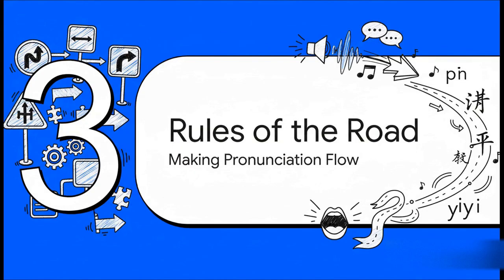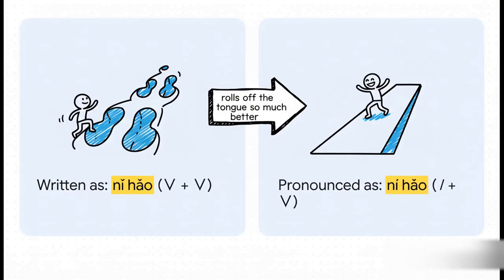Okay, now that we have the building blocks, let's look at a few rules of the road. But don't think of these as complicated grammar. Think of them as natural shortcuts the language developed to make speaking sound and feel much more smooth. Here's the most common one you'll run into. Try saying 2 third tones in a row, like in ni hao. Go ahead.